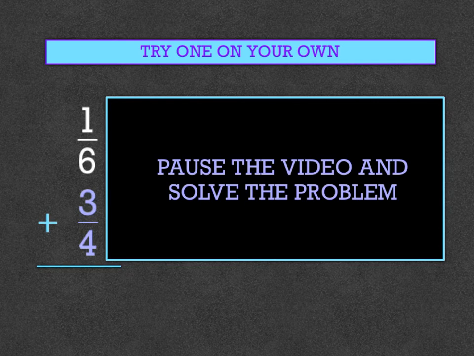Now it's time for you to try one on your own. Here we have the problem of 1/6 plus 3/4. Pause the video while you find the least common denominator for each of these two fractions, change them into equivalent fractions, and then add. Unpause the video when you're ready to see the answer.